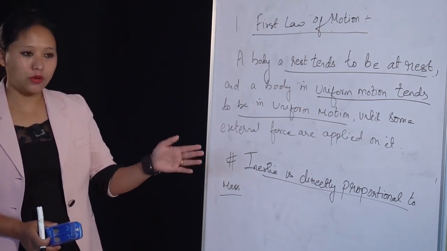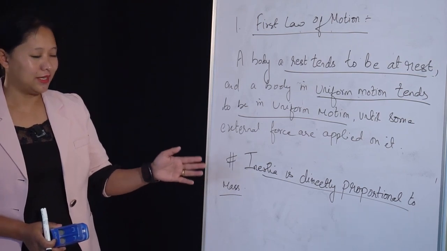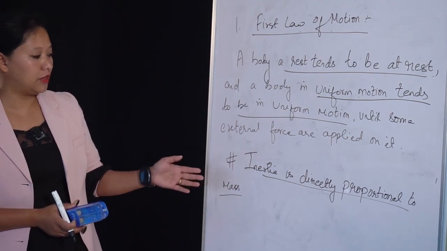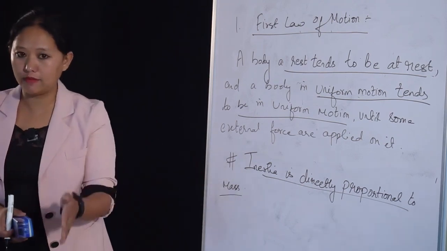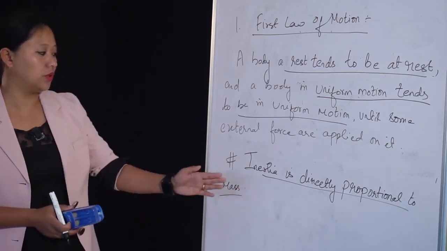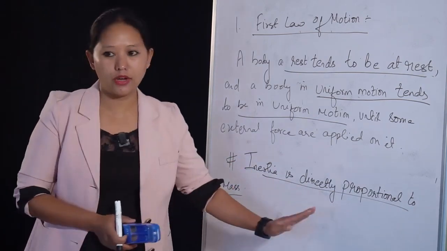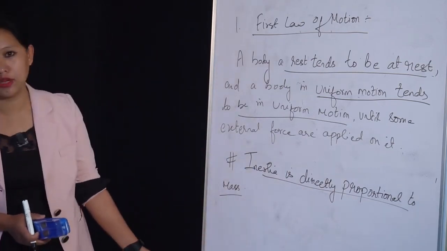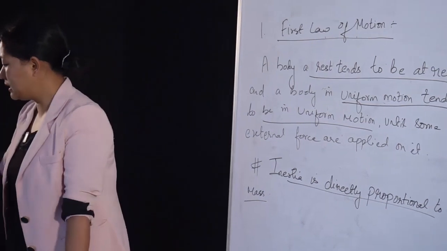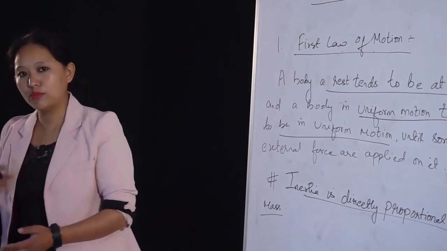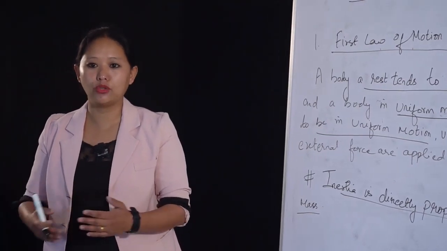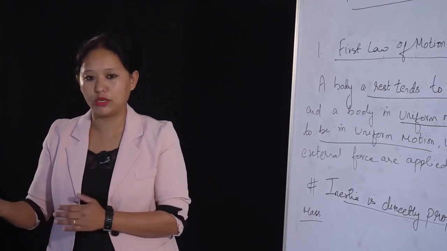Sometimes in multiple choice answers, this might come: inertia is directly proportional or inversely proportional to mass. So I want you all to know that inertia is directly proportional to mass. When I say directly proportional to mass, what do you mean by that? That means if the object has more mass, then you need to apply more force in order to move that object from one place to another.